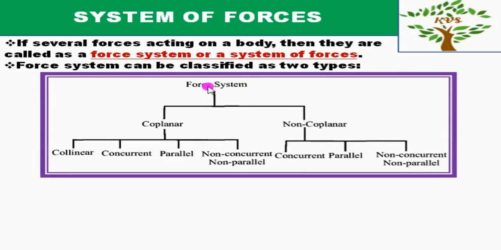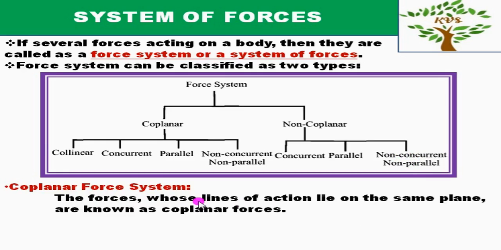A force system can be classified into two categories: coplanar forces and non-coplanar forces. Coplanar forces are further classified into four categories: collinear force system, concurrent force system, parallel force system, and non-concurrent non-parallel force system. Similarly, the non-coplanar force system is further classified into three categories: concurrent force system, parallel force system, and non-concurrent non-parallel force system.